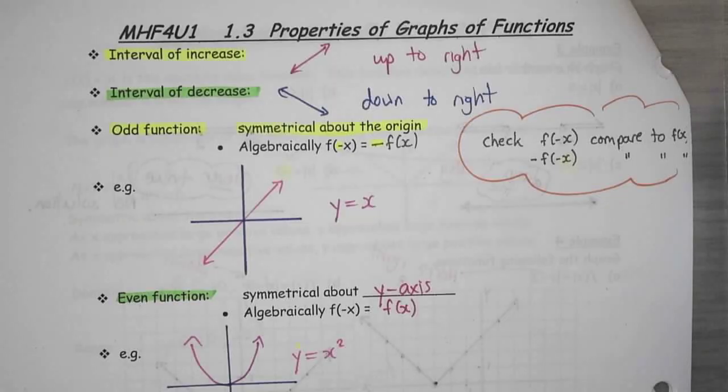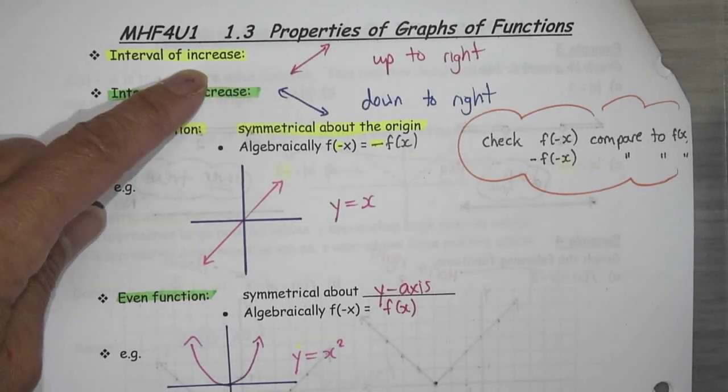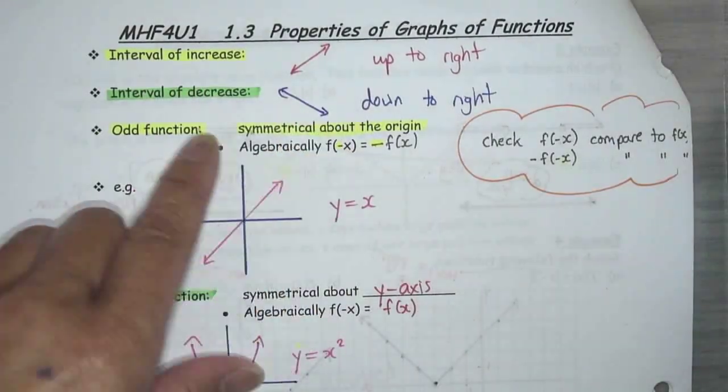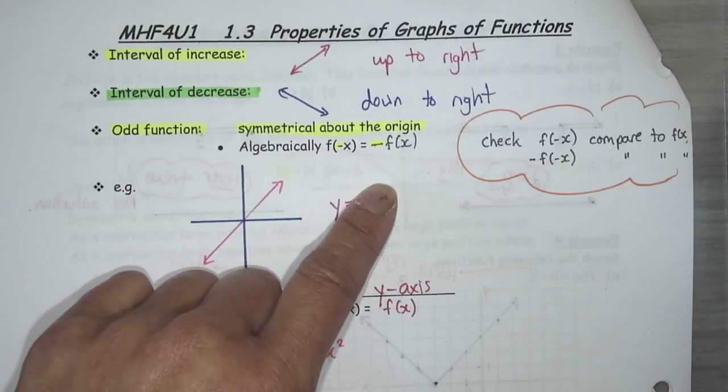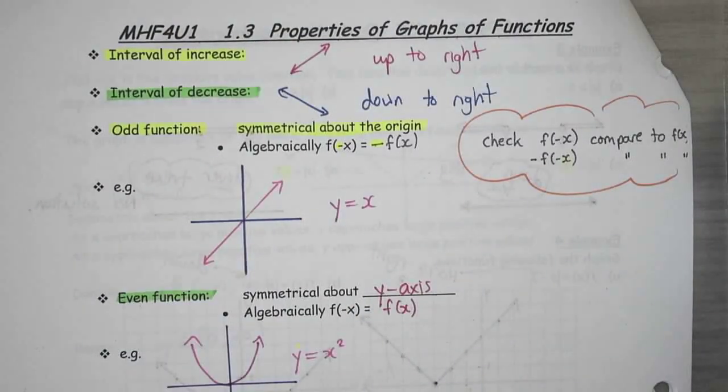But let's see. 1.3, properties of graphs of functions. The new words that we were talking about were increase, which is up to the right, and decrease, which is down to the right. Okay?